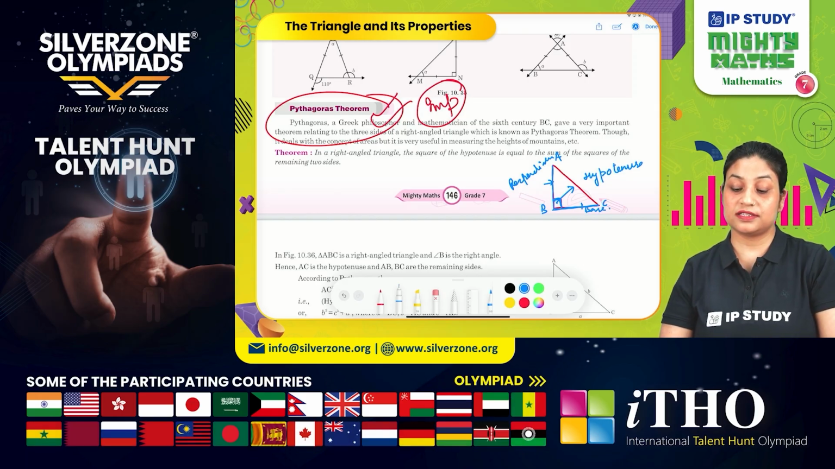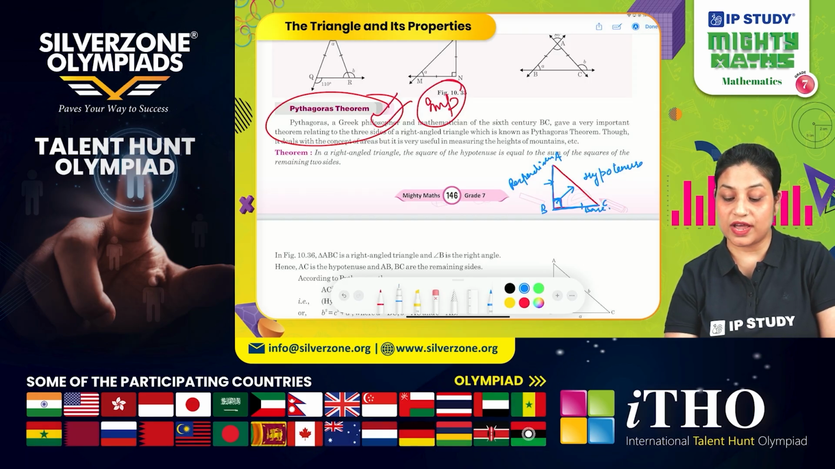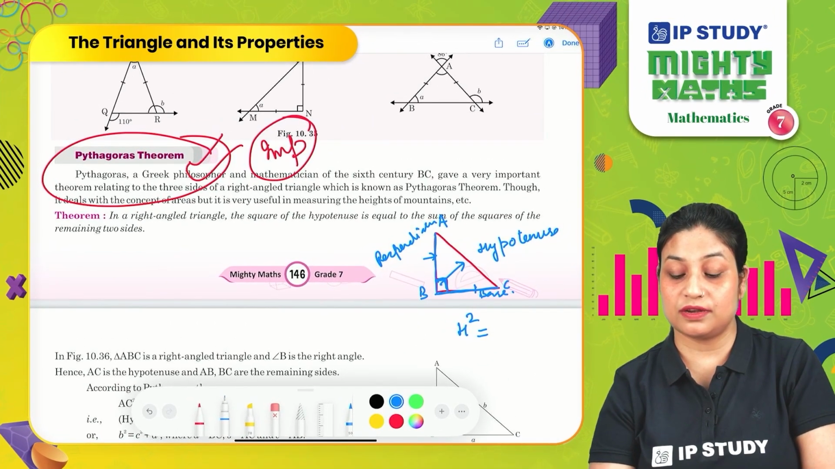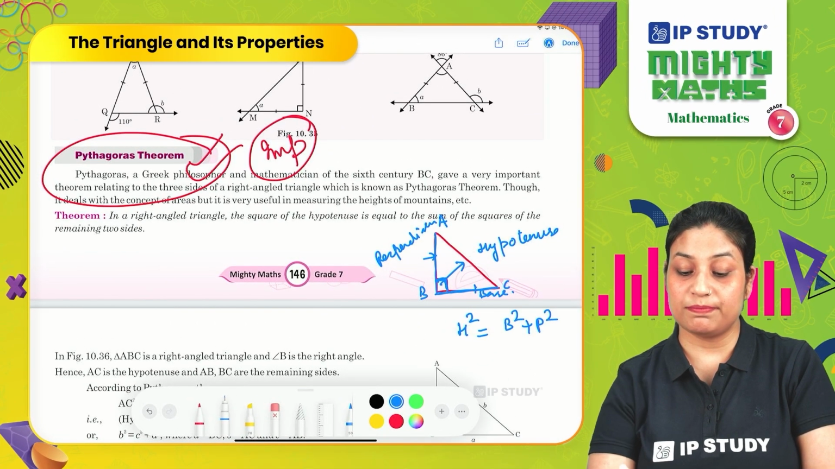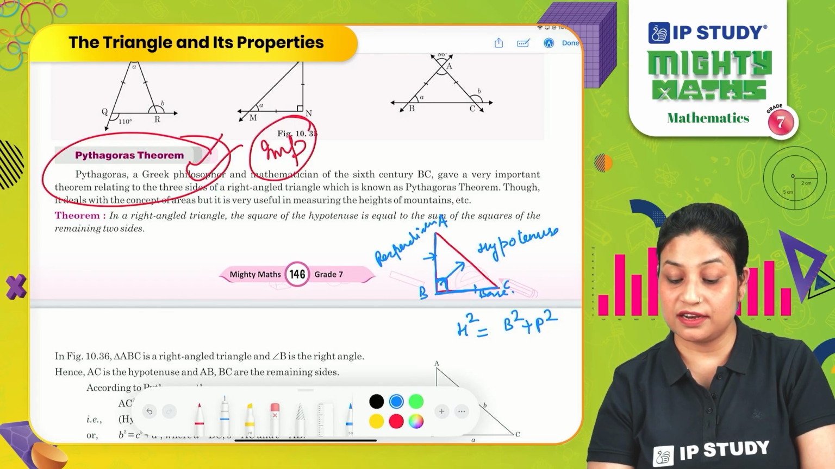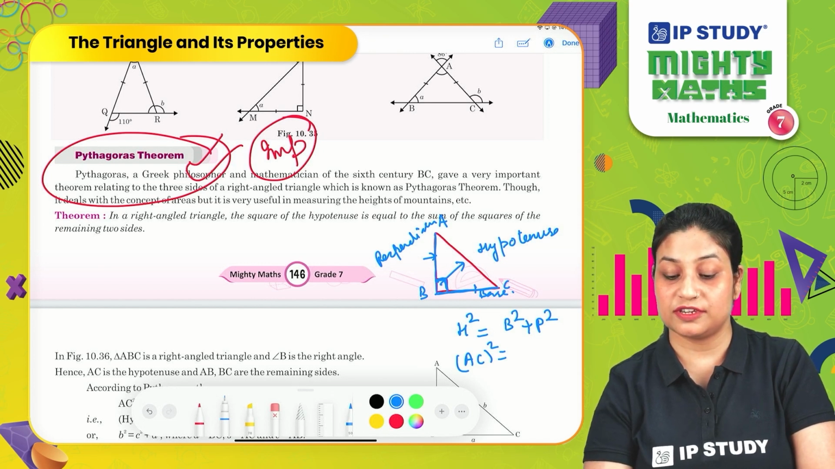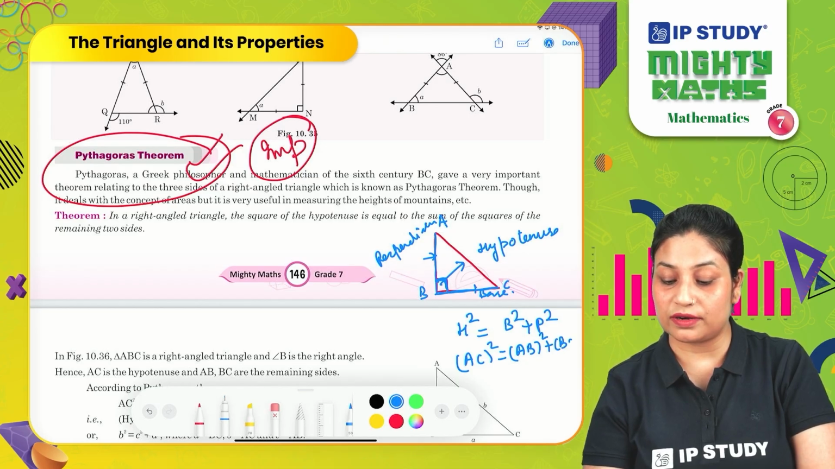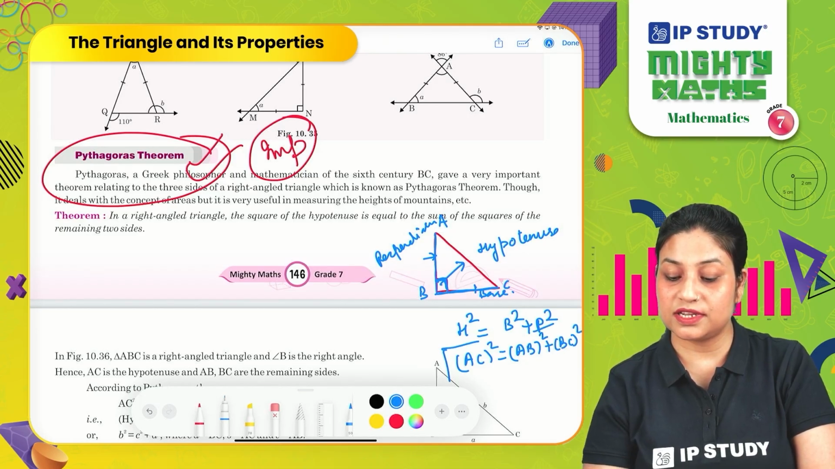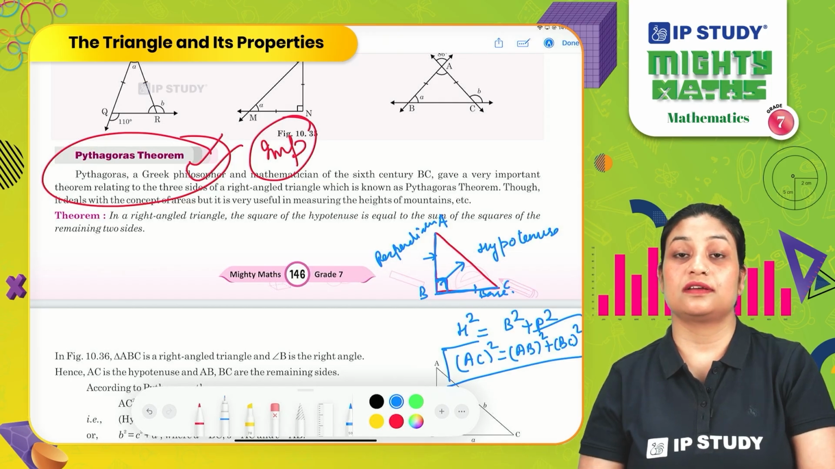Pythagoras theorem states that the square of the hypotenuse is always equal to the sum of the square of the base and the square of the perpendicular. Or simply, according to this triangle, we can say that the square of the biggest side is always equal to the sum of the squares of the other two sides, which means AC square is equal to AB square plus BC square. This is your Pythagoras theorem.